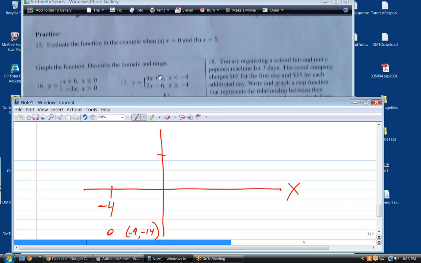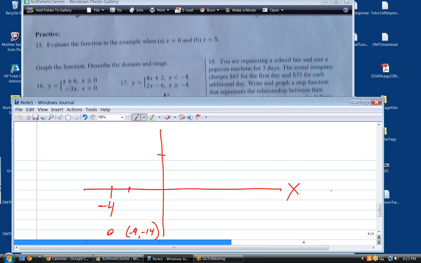The slope would be 4x, so just 4. Slope is always just the coefficient. So for the rest of the line, I'm going to go up 4 over 1. There's a point on my line.